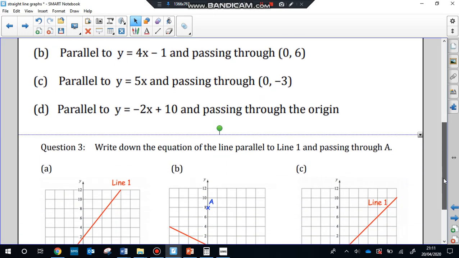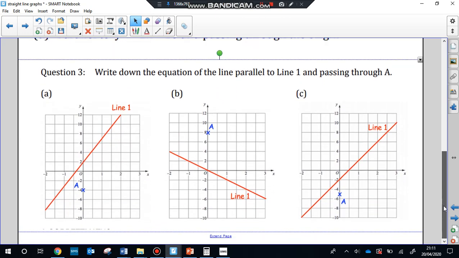Question 3. Write down the equation of the line parallel to line 1 passing through A. So you need a line that's parallel to this. And remember what we said was if it's parallel, it's got the same gradient. So find the gradient of this line, and then you're given the intercept here. So you can work out the equation. Find the gradient of this line, and then this is the new intercept here.